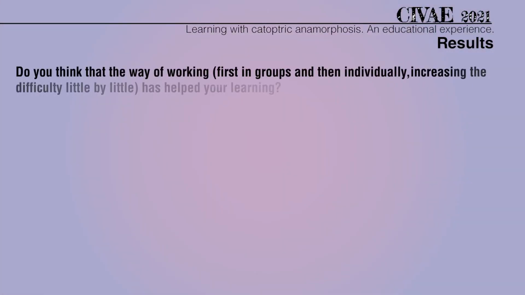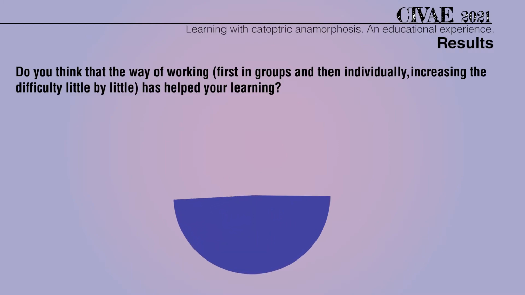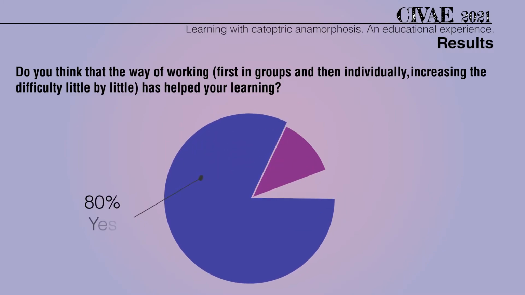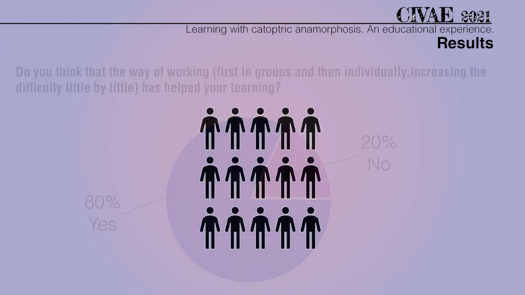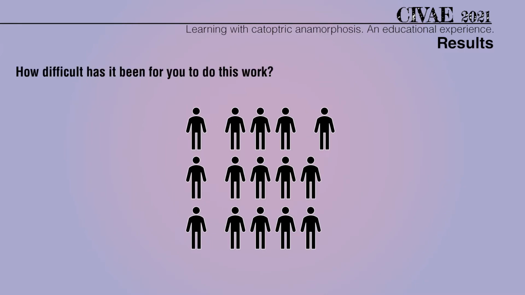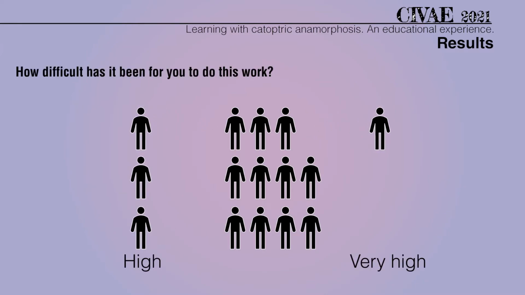On the other hand, a survey was carried out on the students after the experience to determine their perspective on the intervention. In that survey, 80% of students stated that working in phases, doing work in groups and learning individually had helped their learning, placing a special emphasis on the importance of cooperative work. Regarding the degree of difficulty, 4 of the 15 students considered it high or very high, while the remaining 11 considered it of medium difficulty.